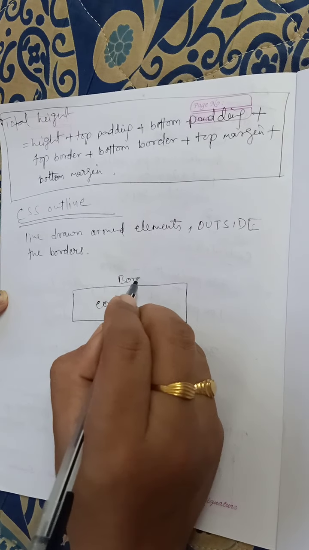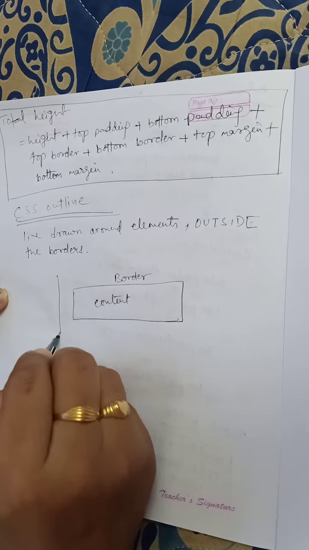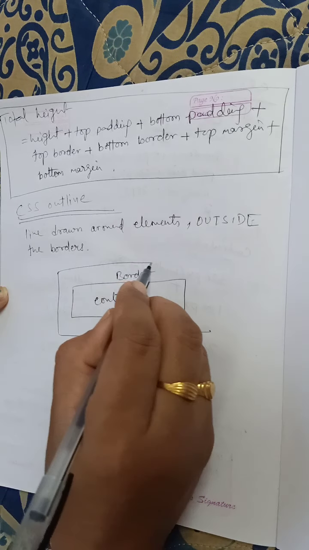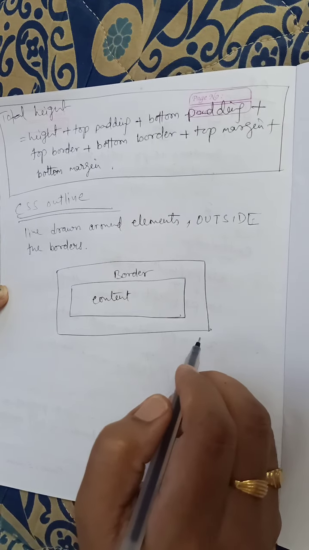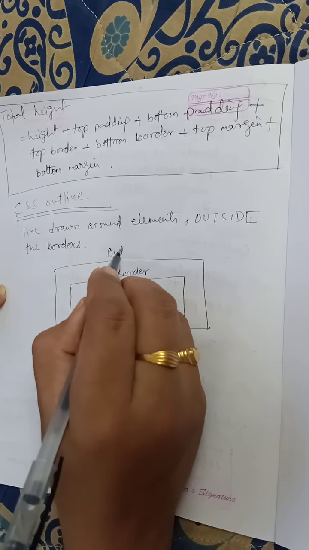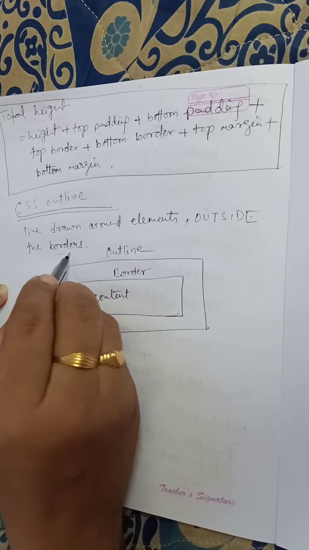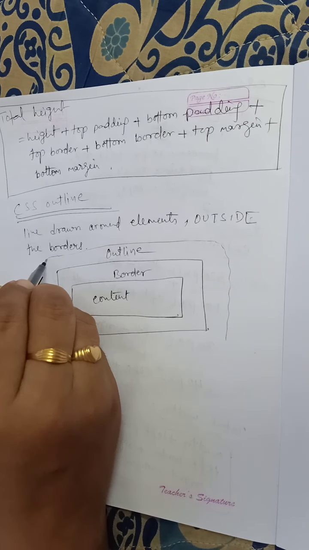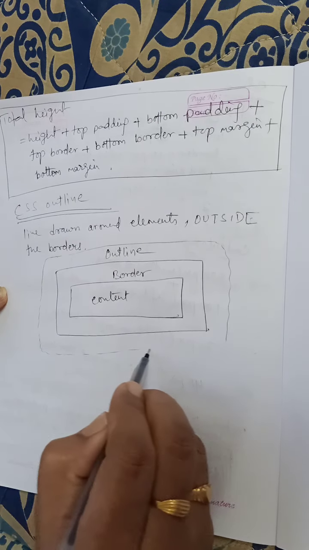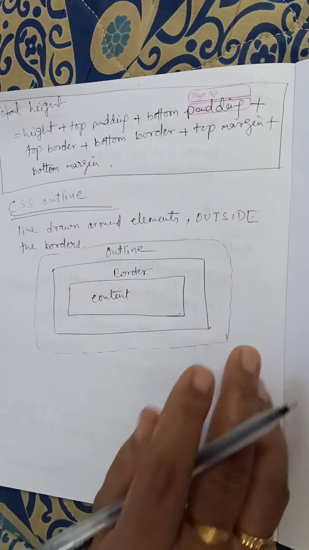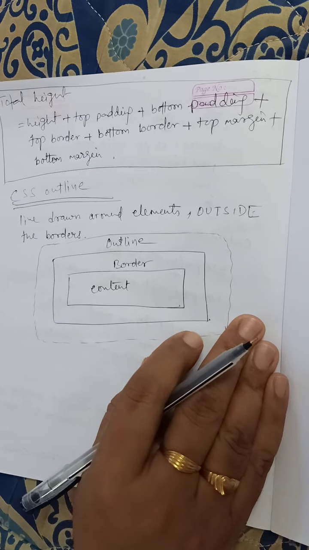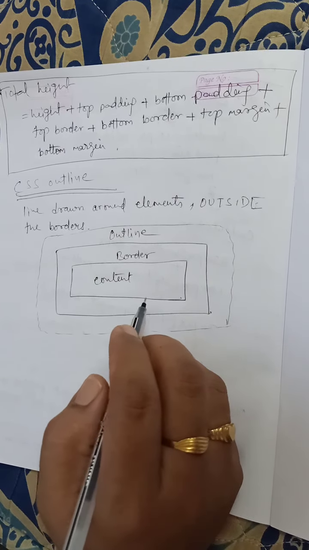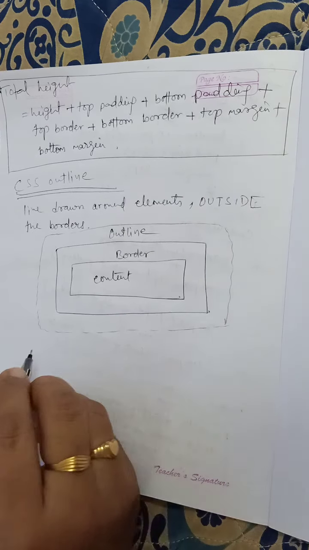then we have our border, and then we have our outline. Okay, so outline has some properties of its own.